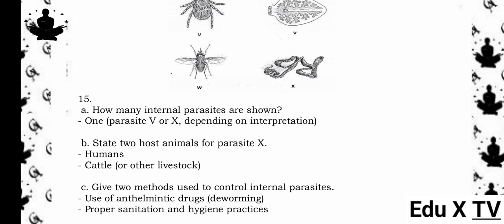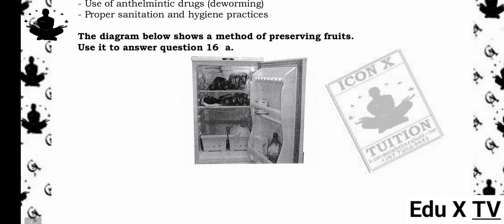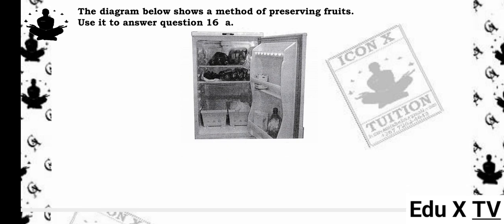C. Give 2 methods used to control internal parasites. Use of anthelmintic drugs, deworming. Proper sanitation and hygiene practices. The diagram below shows a method of preserving fruits. Use it to answer question 16A.